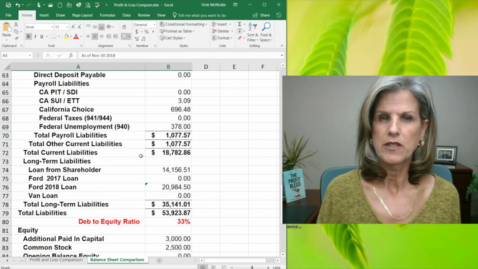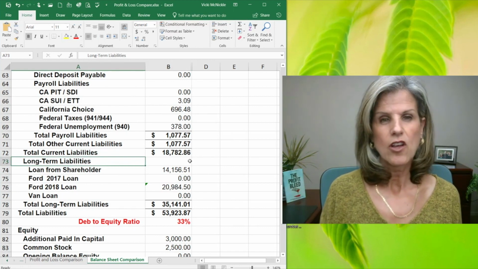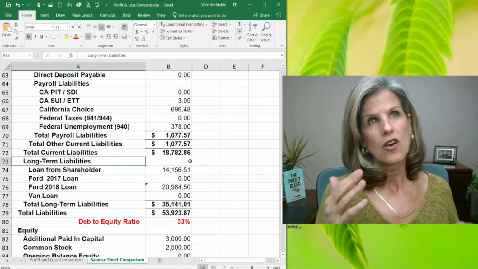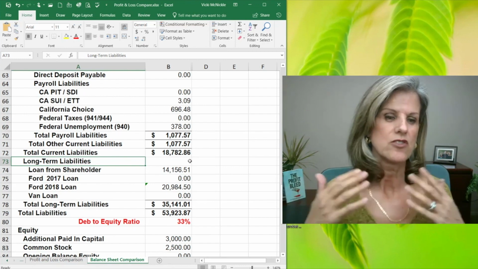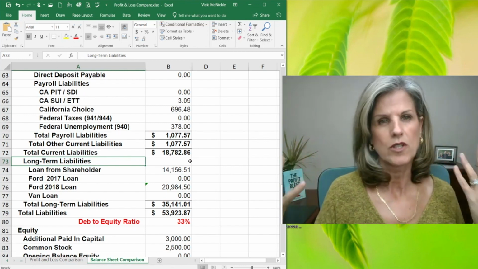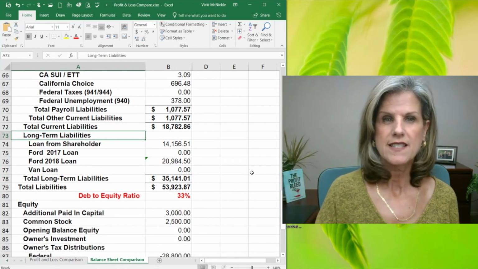So that's current liabilities. And the next section is long-term liabilities. Long-term liabilities are what you'll owe in a period over 12 months. That's usually vehicle loans or equipment loans, that kind of stuff. So that's assets and liabilities.